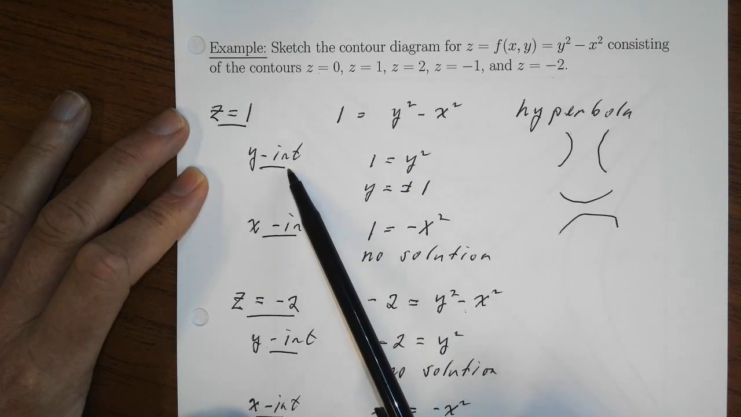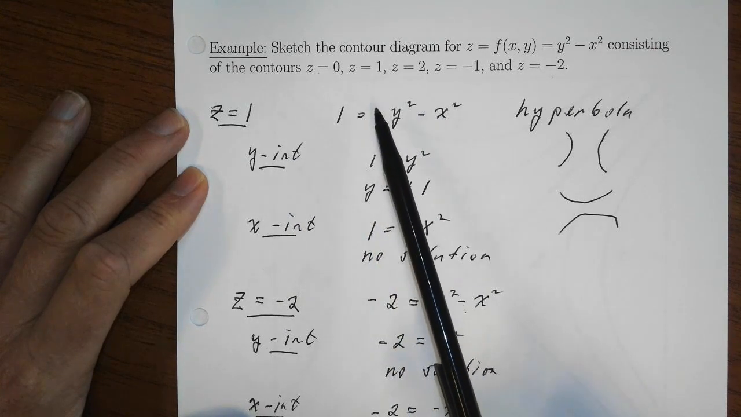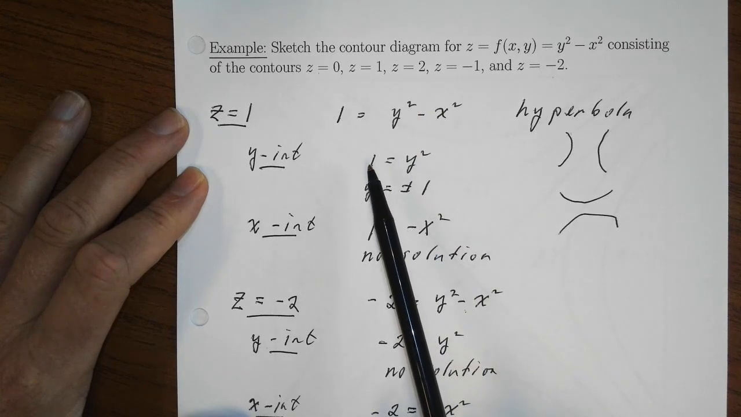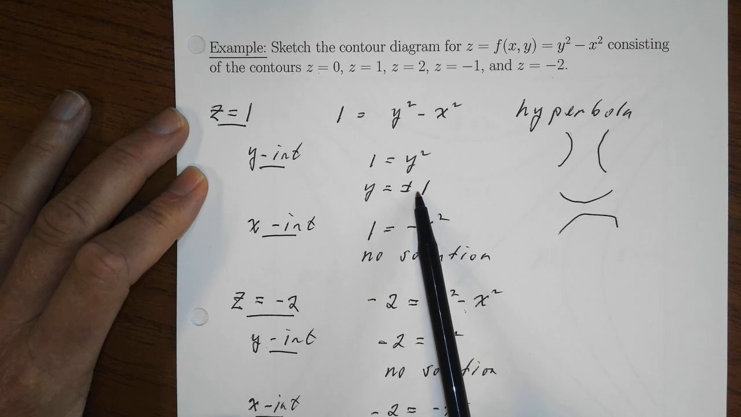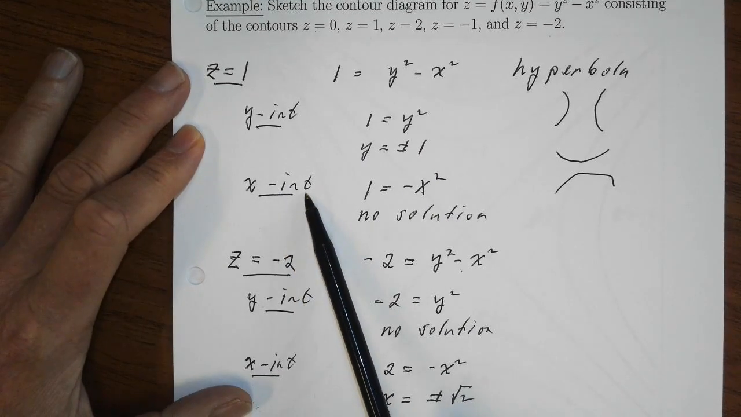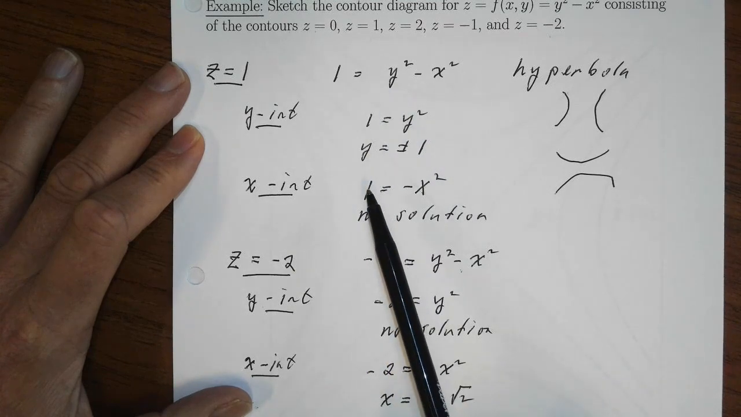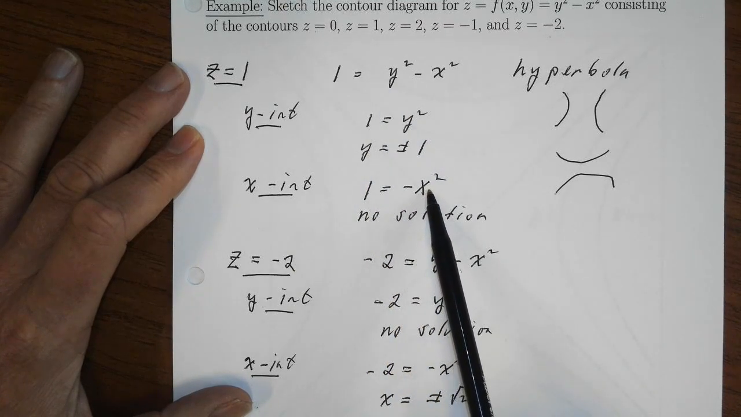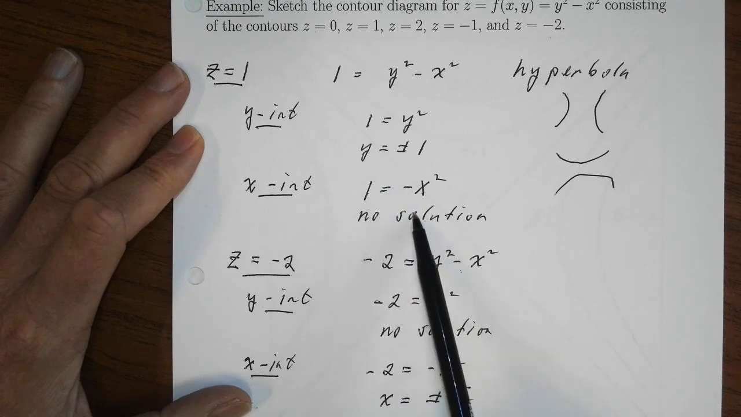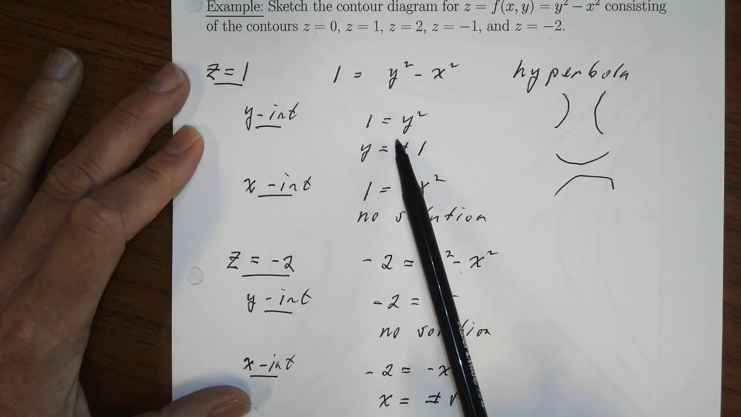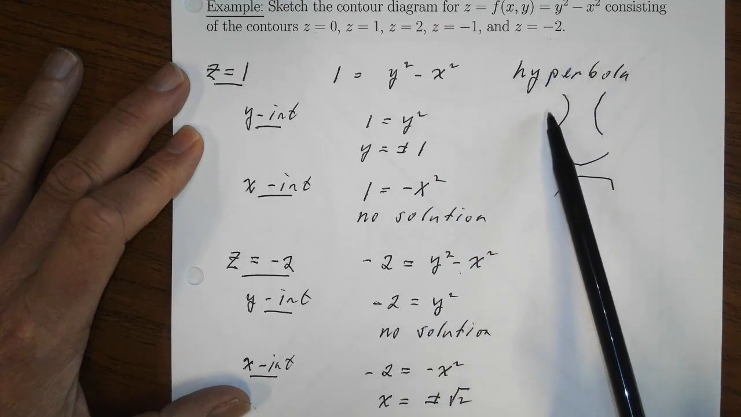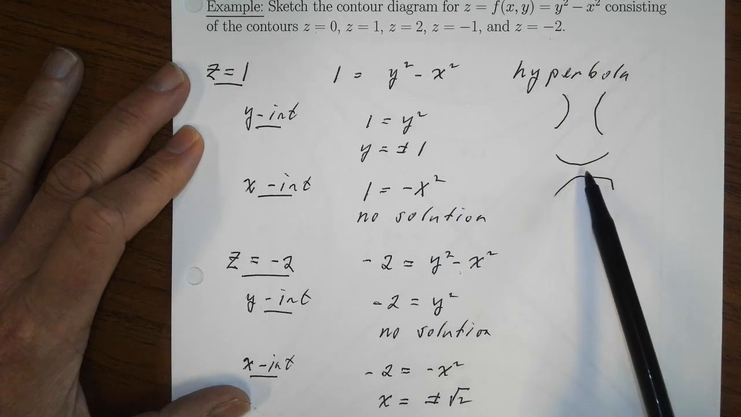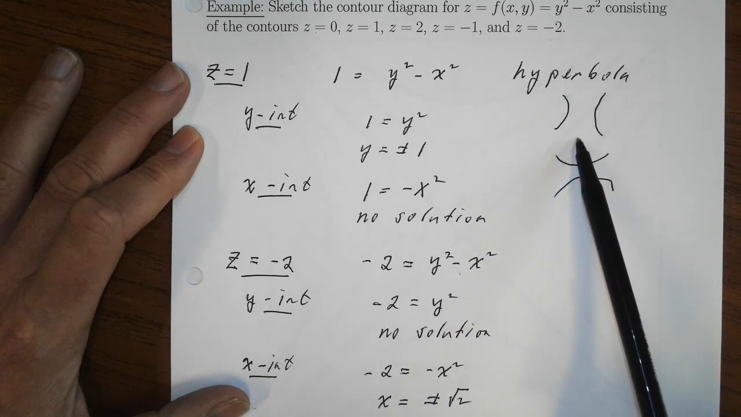Let's suppose I look for the y-intercepts. I set x equal to 0 above. That gives me 1 equals y squared, so y equals plus or minus 1. Those would be the two y-intercepts. The x-intercepts are found by setting y to 0, in which case I'd get 1 equals -x squared. That doesn't have any solution. So in this case, the y-intercepts would be plus or minus 1. There would be no x-intercepts. So chances are we're going to get a graph looking like this as opposed to a graph looking like that.